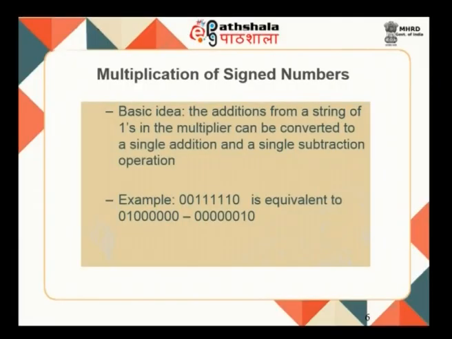The basic idea here is, when you look at a string of ones in the multiplier, that can be converted to a single addition and a single subtraction operation. Say, for example, when you have to do a 32 by 32 multiplication, because you have 32 bits in the multiplier, you have to form 32 partial products, and then all these partial products will have to be added using whatever addition technique we discussed earlier. Now, if you are able to reduce the number of partial products, that is going to reduce the number of operations to be performed. So, you are trying to utilize that concept.